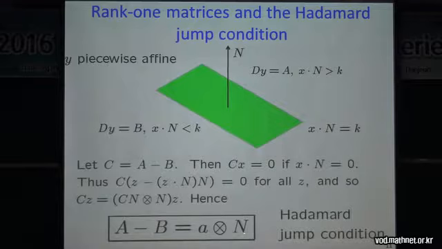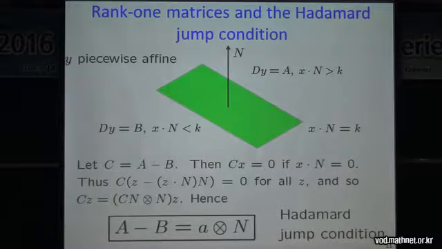Okay, so this vector is, of course, A minus B acting on n, but usually we don't write that down because it follows immediately. And this is the Hadamard jump condition. So it's a necessary condition for having such a jump, and then the n gives you the normal to the interface. That's the important thing.